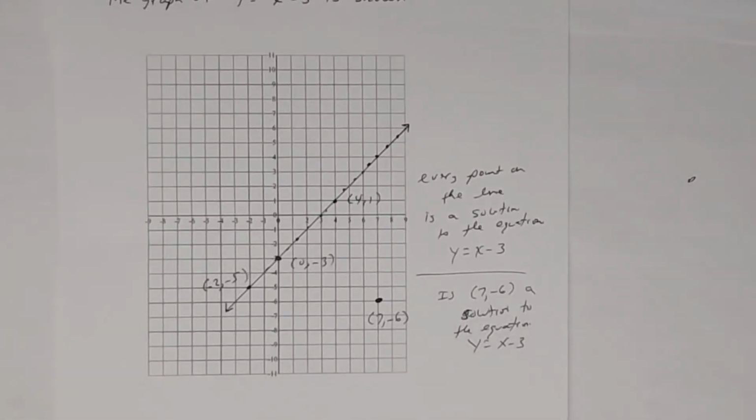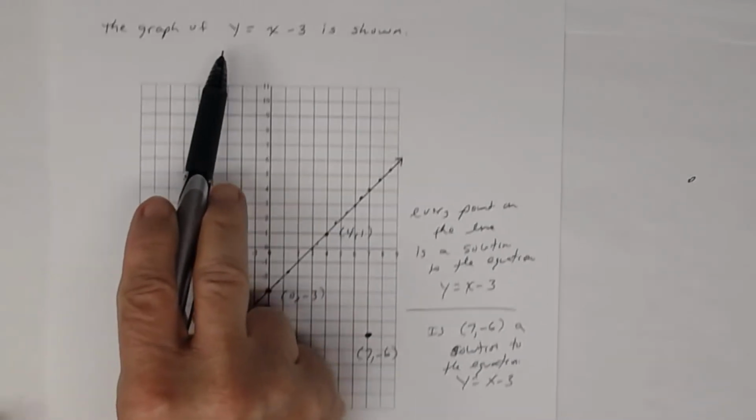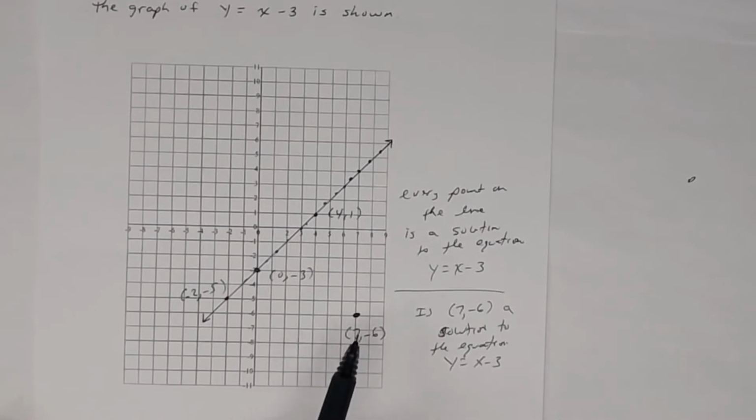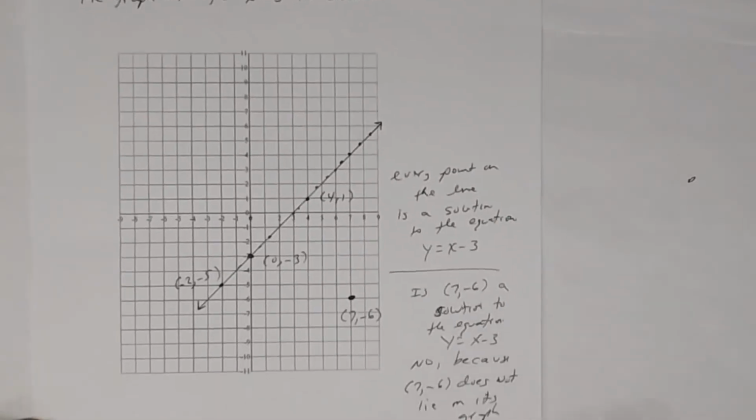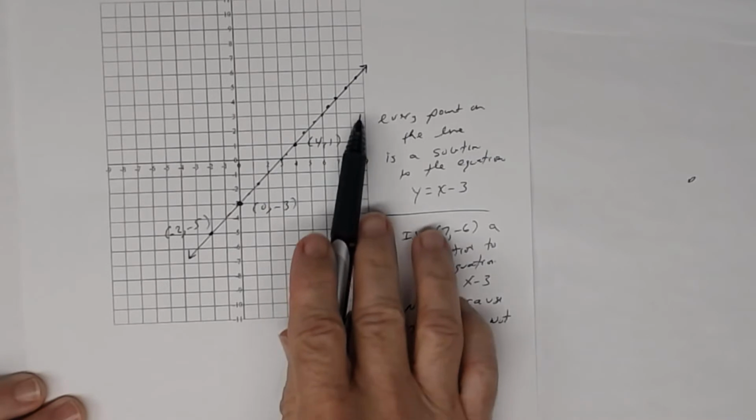What's a very simple answer? Is the answer yes or no? Is the ordered pair 7, negative 6 a solution to this equation right here? And the answer is no. And then the question is why? Why is the answer no? A very simple response would be: no, because 7, negative 6 does not lie on its graph.